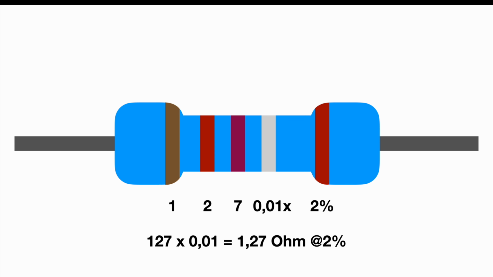So a multiplier cannot only increase, it can also decrease the value. In case it would be only a 1.2 ohm resistor, we could skip the purple ring, and 4 rings in total would be enough instead of 5 rings.